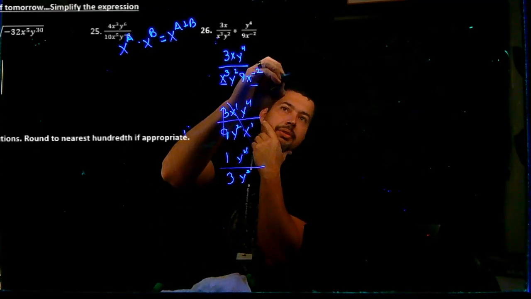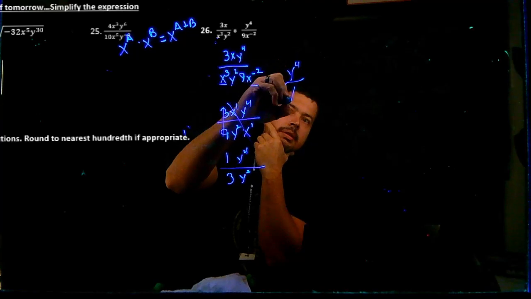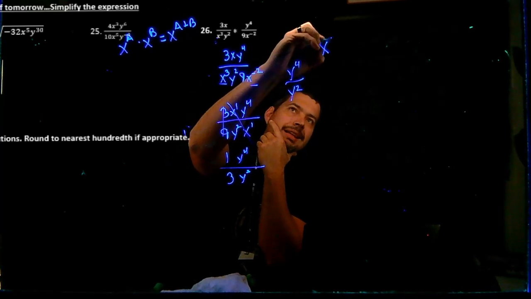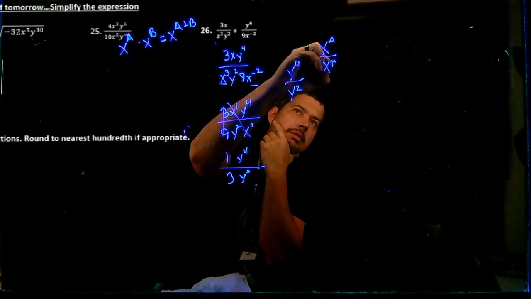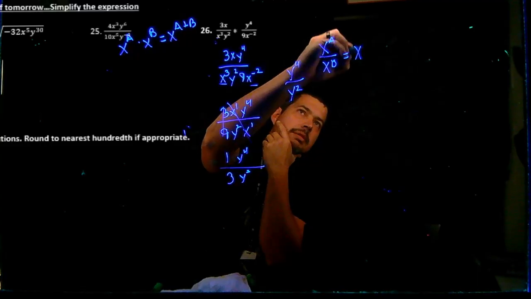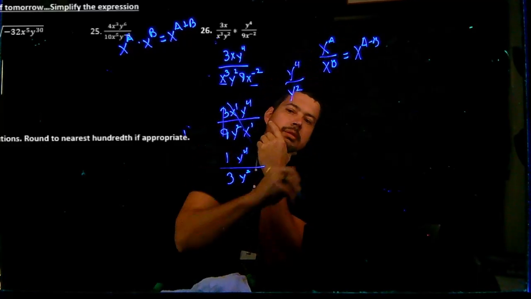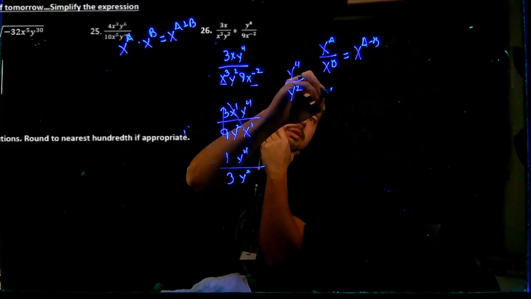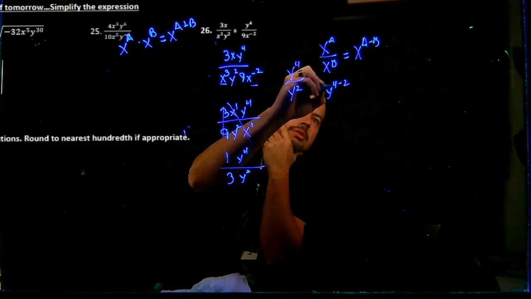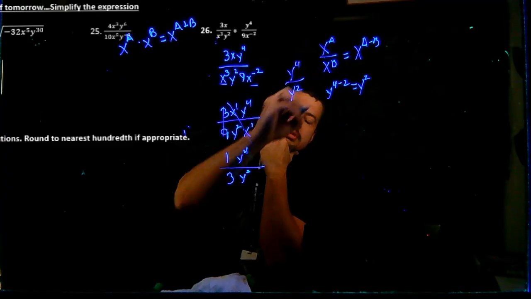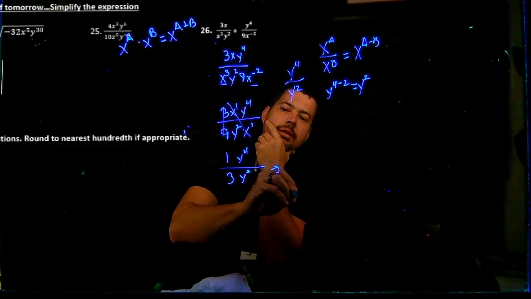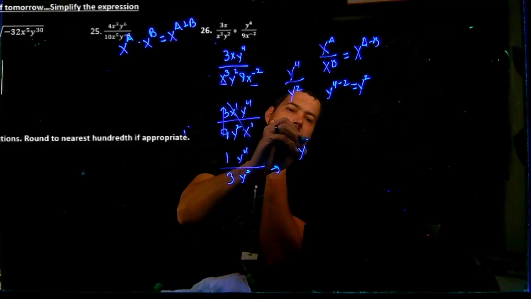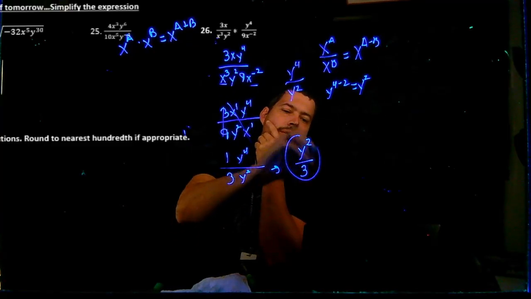And if I think about that separately, the rule for like terms and division is we subtract. So what I'm going to do is think about, okay, this is really y to the 4th minus 2, which is y squared. So the final answer here is that I have a y squared in the numerator, and she's sitting pretty over a 3.